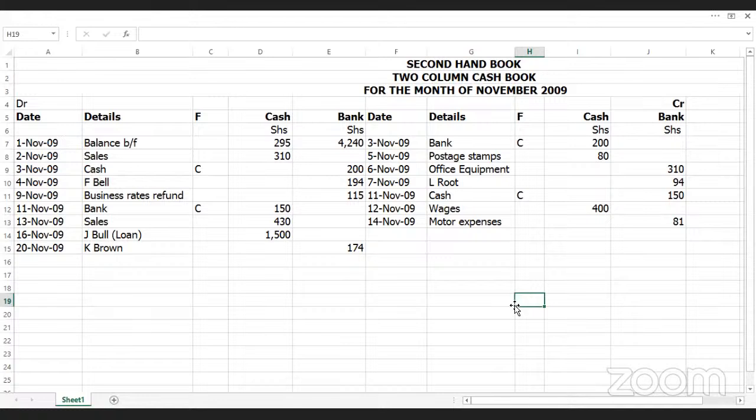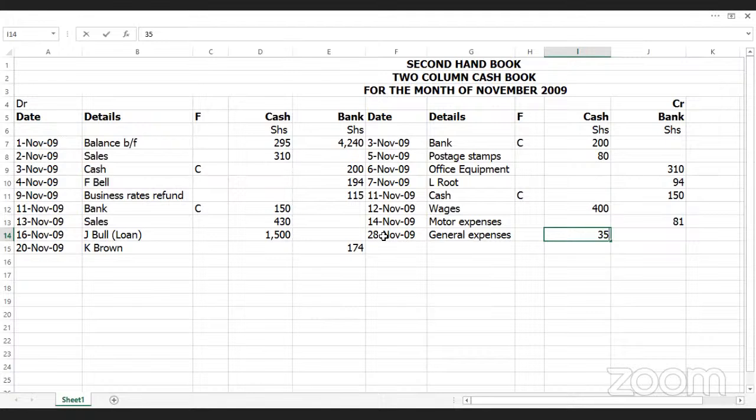On the 28th, we paid the general expenses in cash. It's a payment. That is a credit. General expenses. How much? Shillings 35 in cash. Then what next?